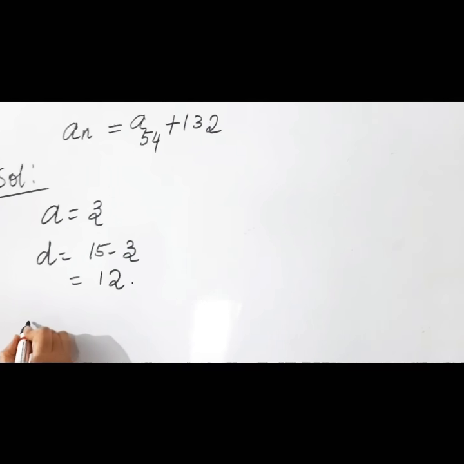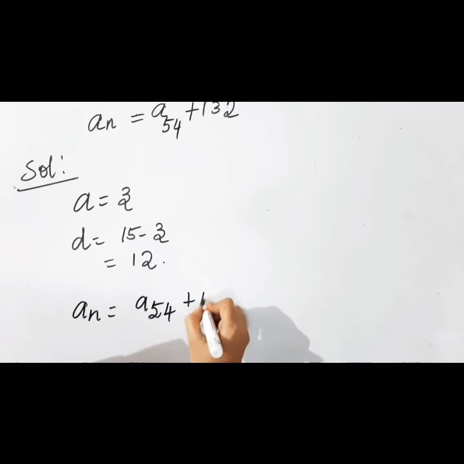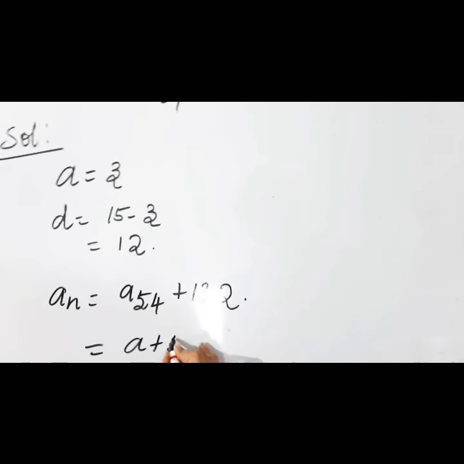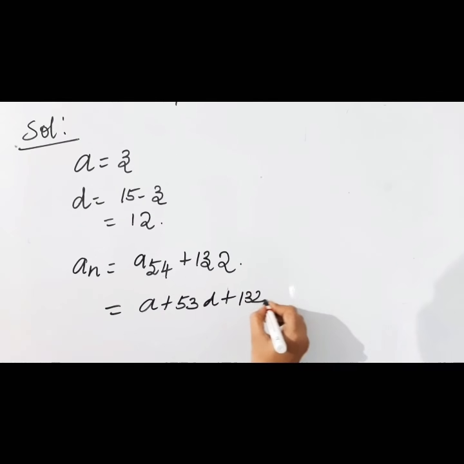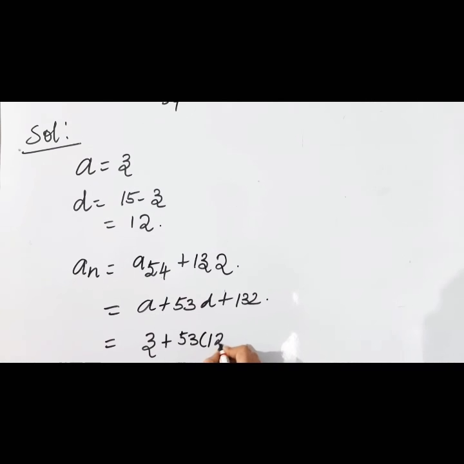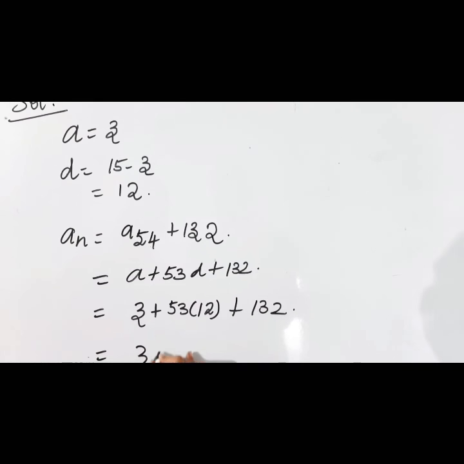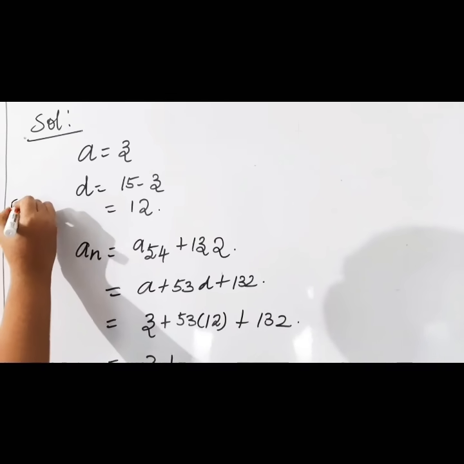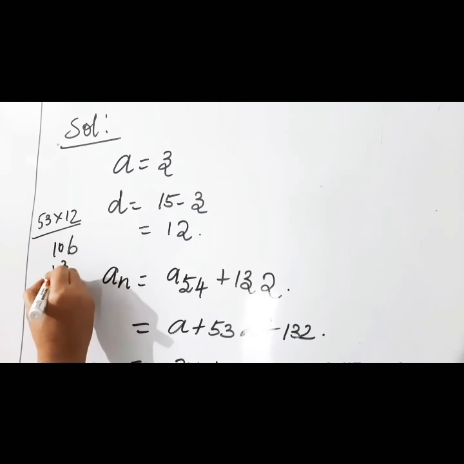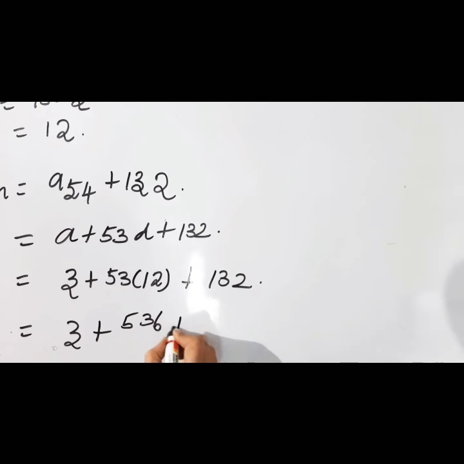Now let's start solving with the formula. Here an is equal to a54 plus 132. What is a54? We need to find out. a plus 53d plus 132. What is a? That we know, 3. What is d? That is also known, 12, plus 132. 3 plus 53 into 12. 536 plus 132.